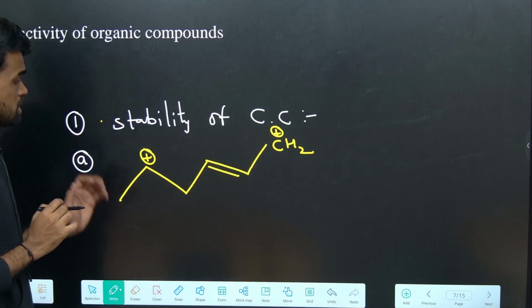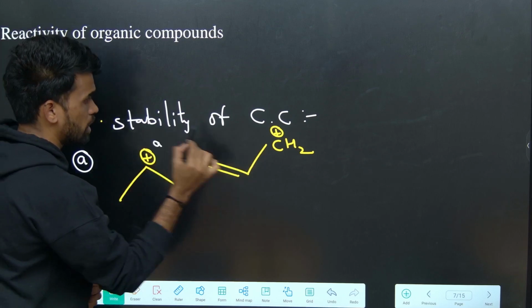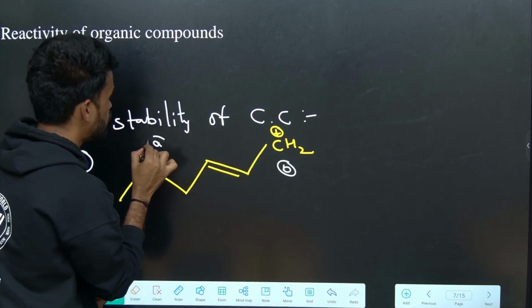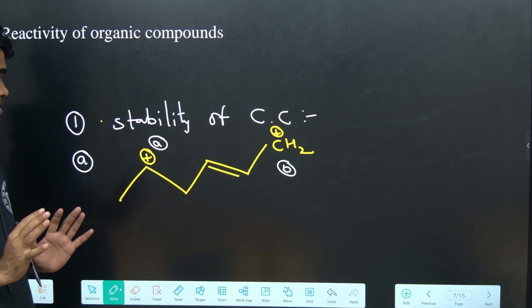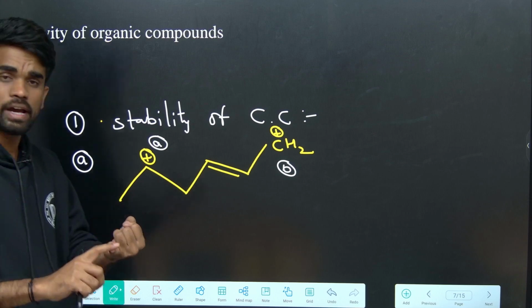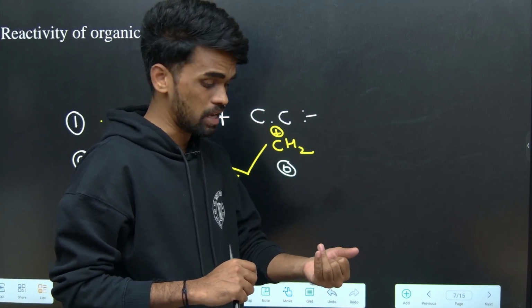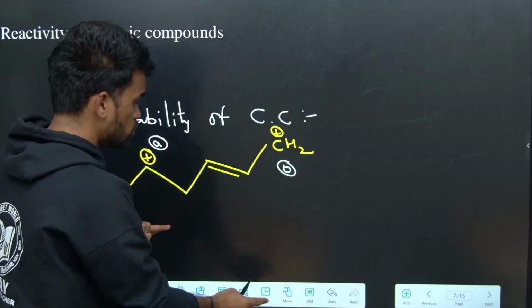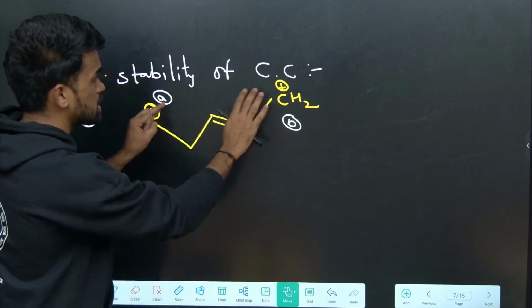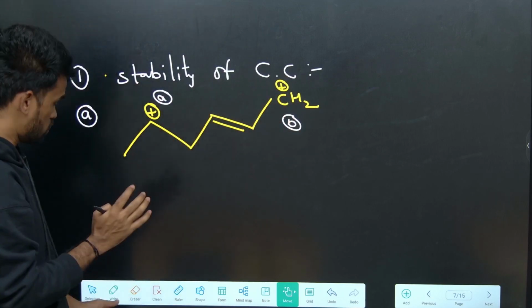Now tell me, first of all, let us say this is A carbocation, this is B carbocation. Now decide which carbocation is more stable out of this. Okay, so now I explained mesomeric effect just now, and previously we have discussed inductive effect. So using these two concepts, you need to decide the stability of these carbocations A and B. So which is more stable?